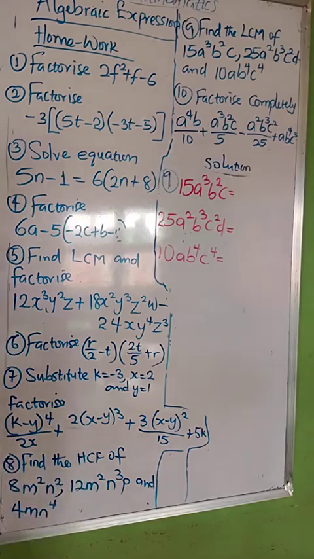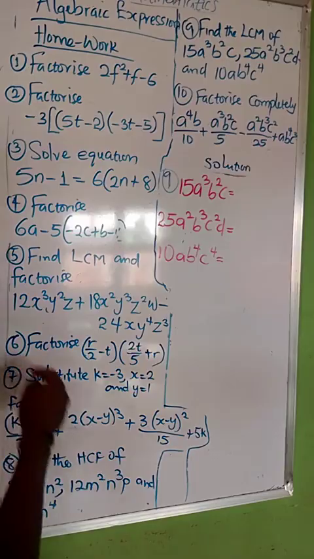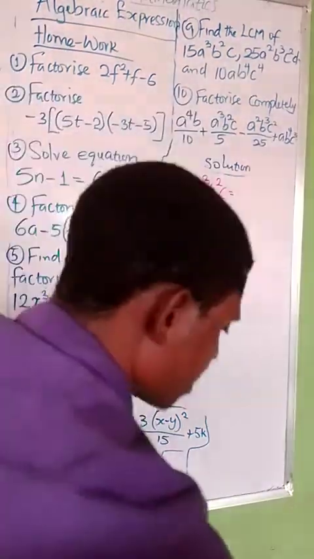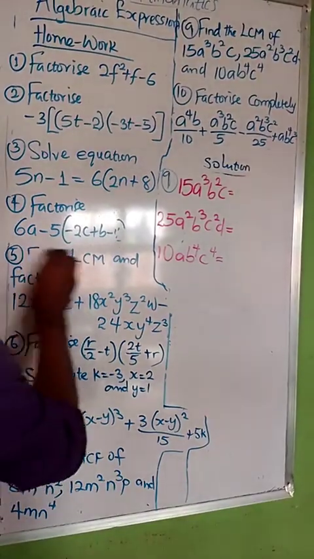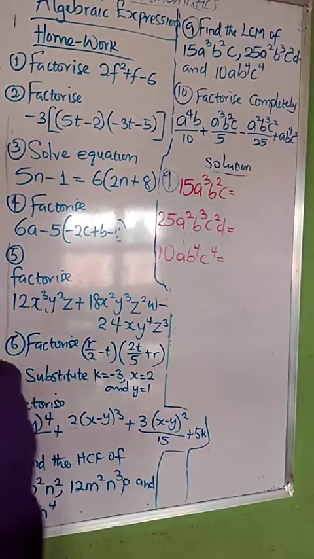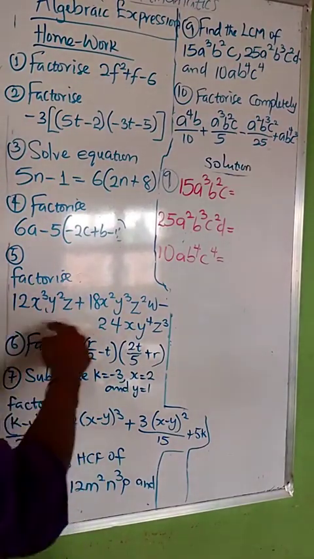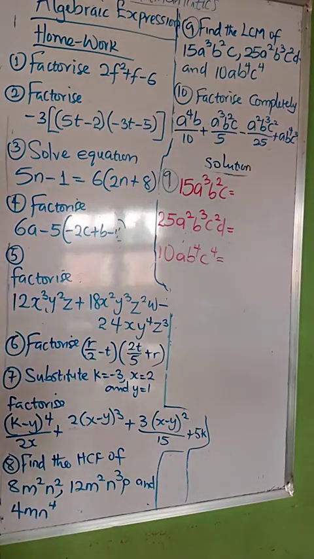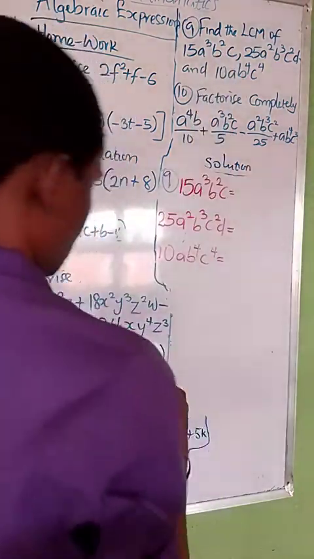We found the HCF. In question 5, you were asked to factorize. You are meant to factorize, not find the LCM. So factorize, that's the question. So that's what we did. Here you have to find the LCM.